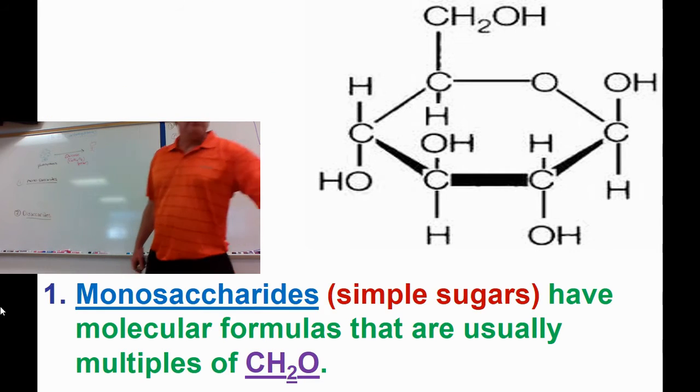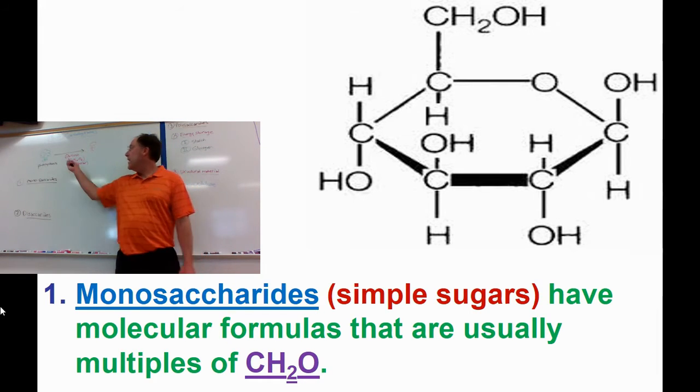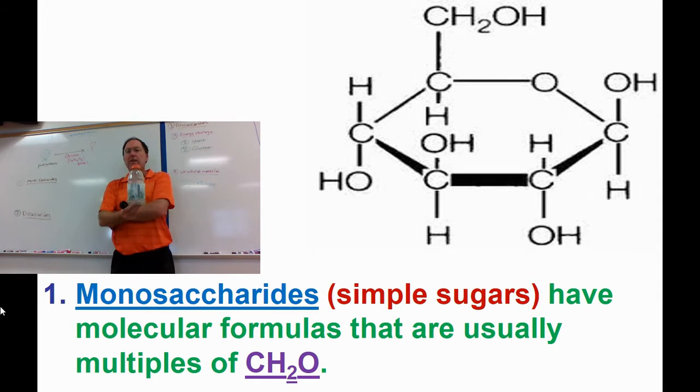So usually it's multiples of CH2O, which means you could put a 2 in front of that, you could put a 6 in front of that. And if you were to put a 6 in front of that, you would get C6H12O6 for these monosaccharides. There's tons of monosaccharides in here, and this is good stuff for you to consume when you're burning fuel.